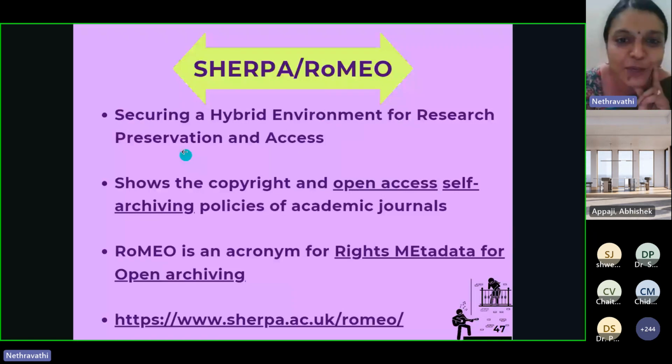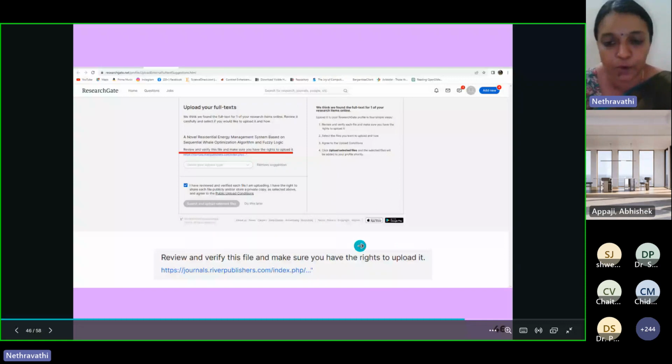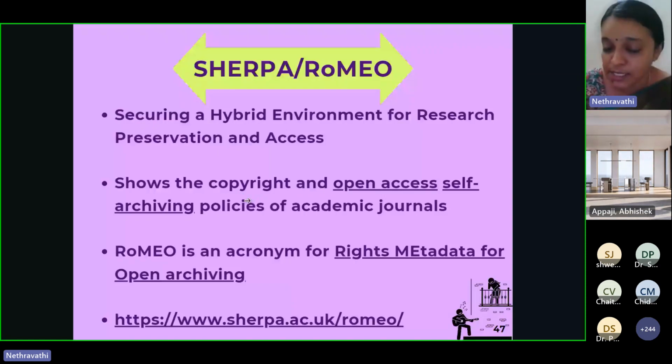Sherpa stands for Securing a Hybrid Environment for Research Preservation and Access. Yes, this is a complicated expansion. To tell you in layman's terms, this Sherpa Romeo will tell you where you can publish your article. As I told you, verify this file and make sure you have the rights to upload it. Whether I have rights to upload it or not, Sherpa Romeo will tell me. It will tell me whether I can upload it, not particularly in ResearchGate, but in any general website or any archive.